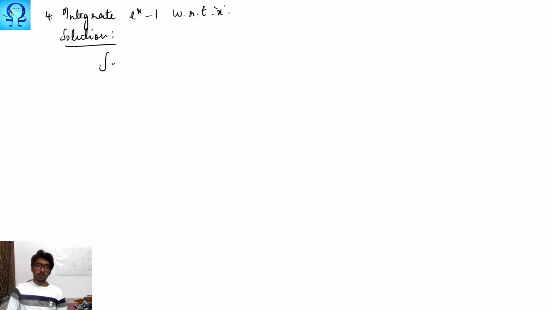The next problem that we are going to see is integrate e^x minus 1. Let me write the complete problem. Integrate e^x minus 1 with respect to x. It may be given in this way also. So we have to do integral (e^x - 1) dx. This shall be written as integral e^x dx minus 1 times dx. So it is e^x minus x plus some constant of integration c, right?